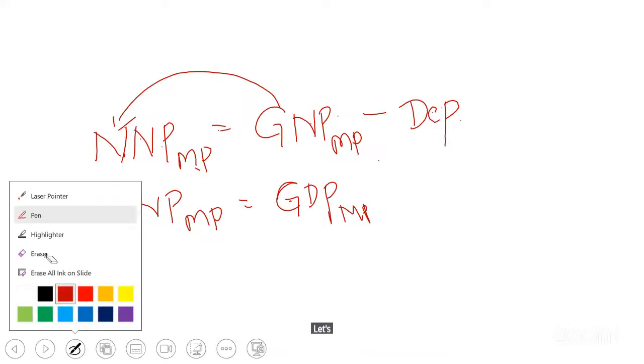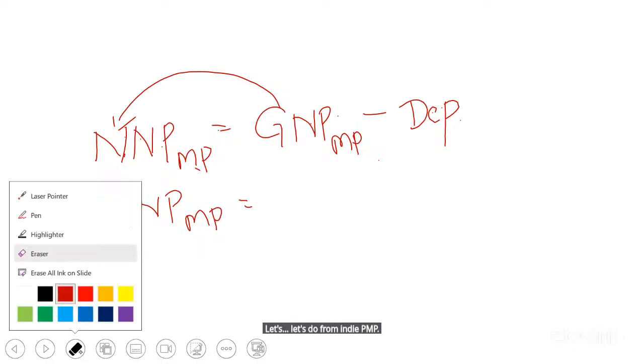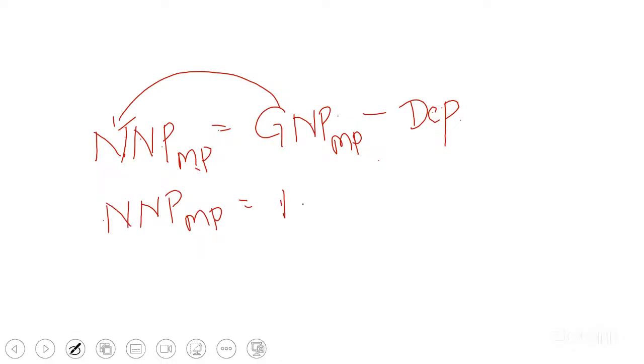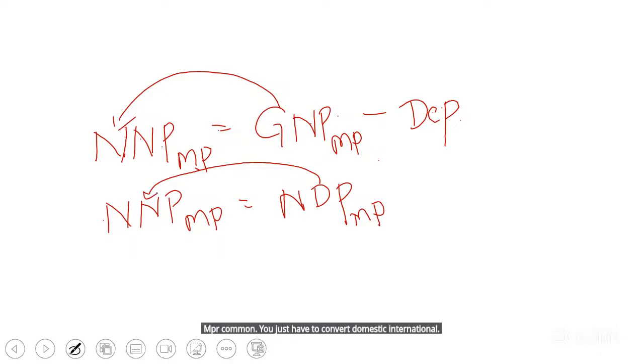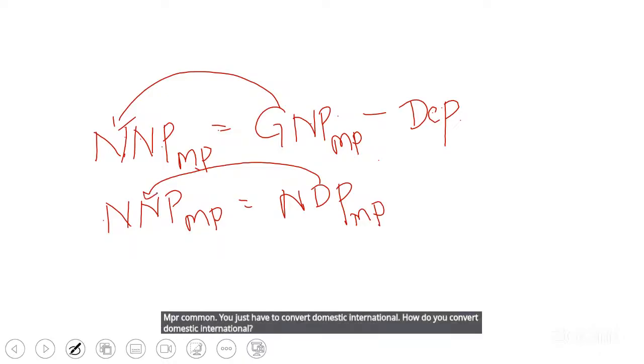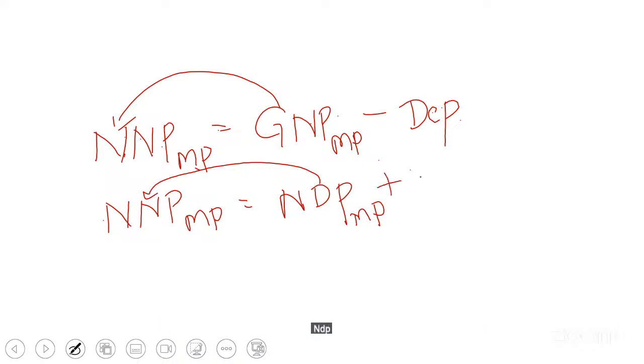Let's do from NDP MP. NDP MP. What are common? N, P, MP are common. You just have to convert domestic into national. How do you convert domestic into national? NDP MP plus NFIA, right? What is NFIA? Net factor income from abroad. Am I clear? Net factor income from abroad. So when you add that, your D becomes N. So you get NNP MP.